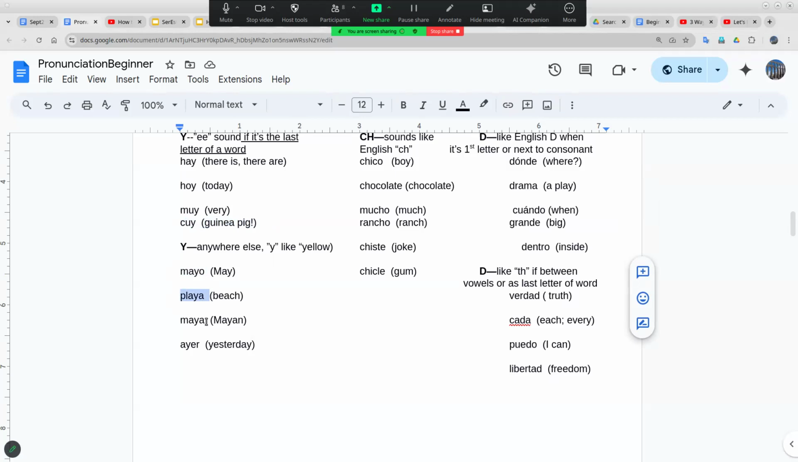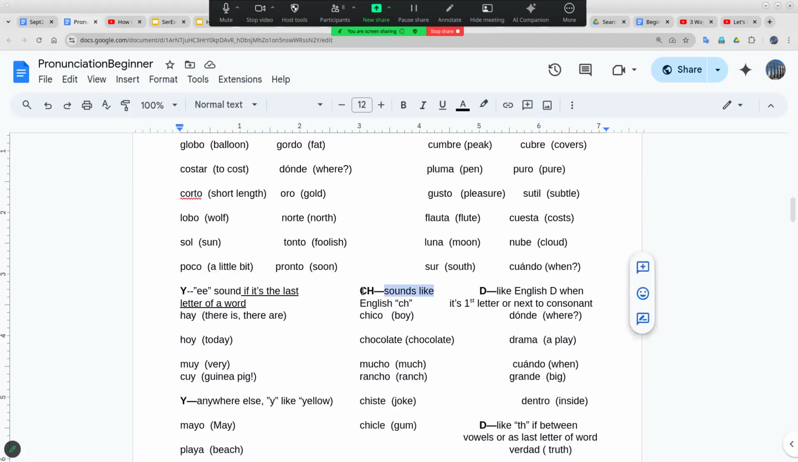Playa. Right? The word for Mayan, that's a cultural, ethnic group from old Latin America. Maya. And the word for yesterday, ayer. Ayer. Bien.